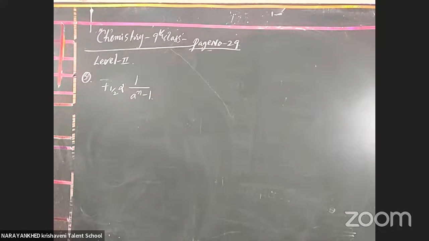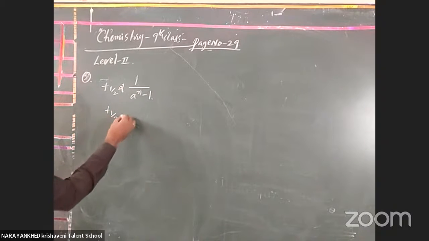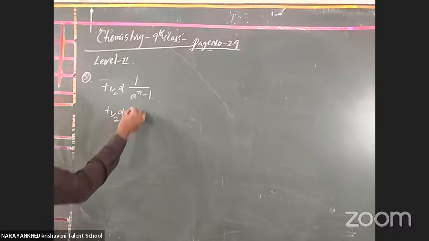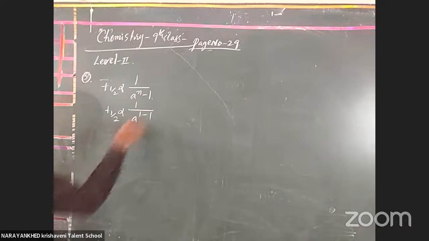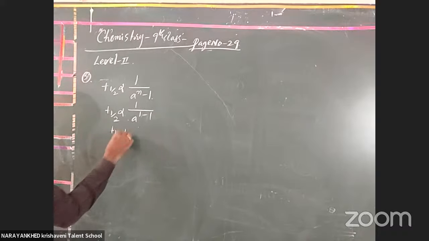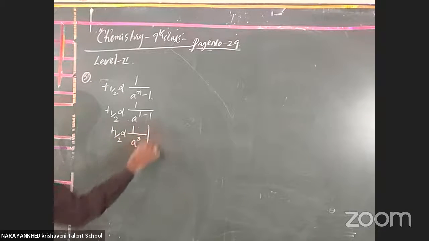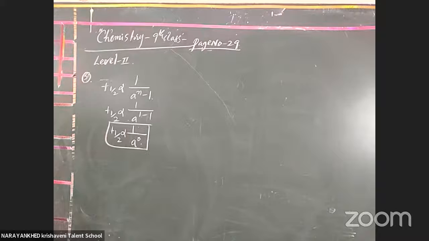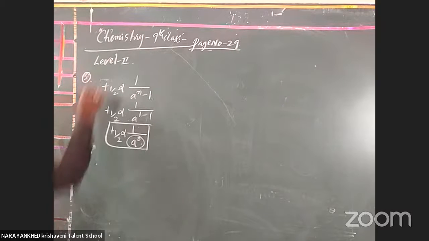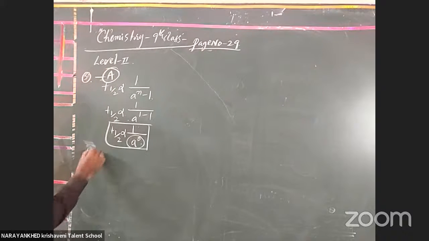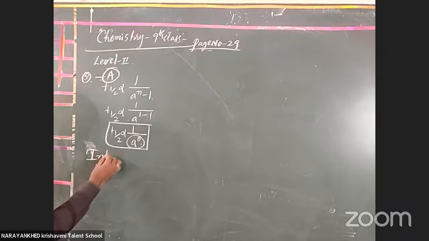Clear or not? When n is equal to 1, for the first order, t half is directly proportional to a to the power of 1 minus 1, which is a to the power of 0. It means it works even at zero concentration, so it is independent of concentration. The answer is that it is independent of initial concentration. The fifth answer is A.